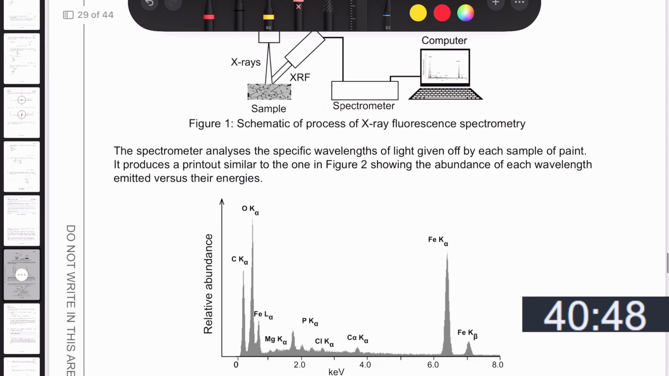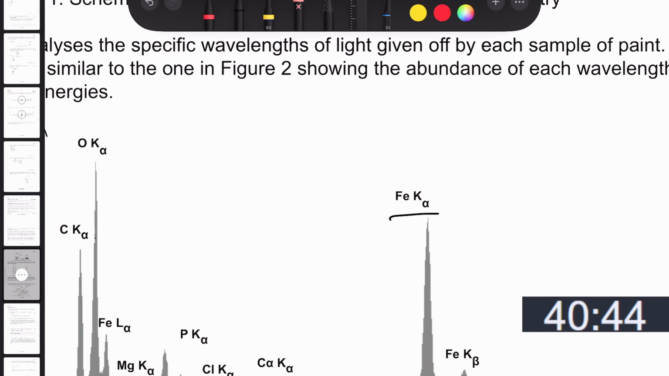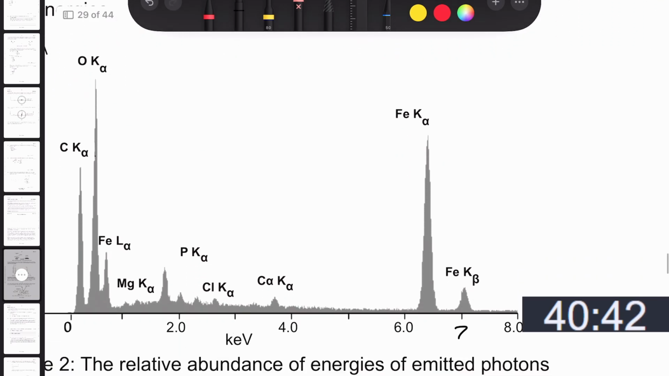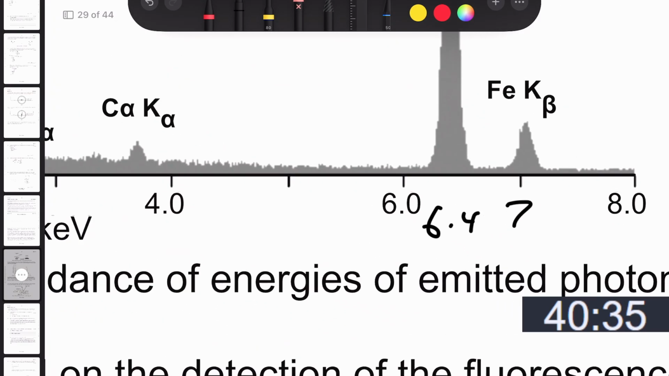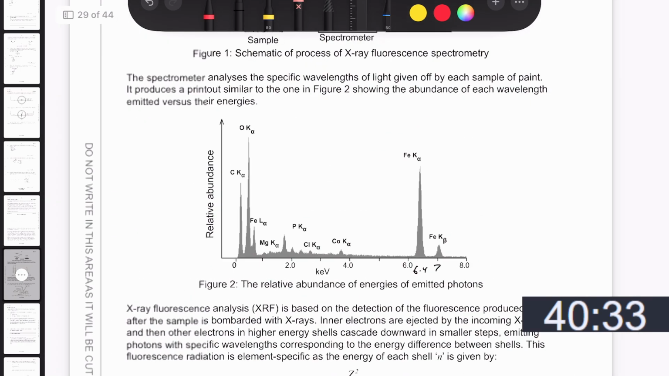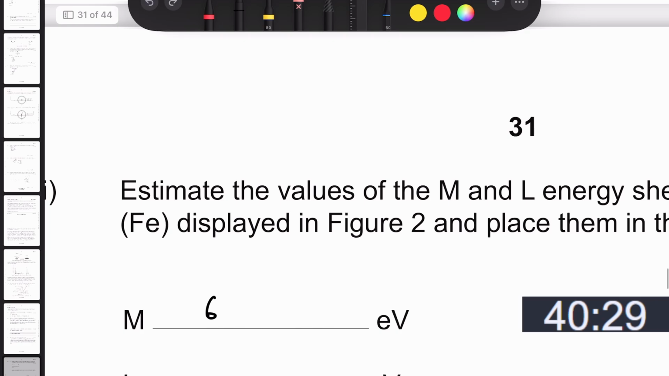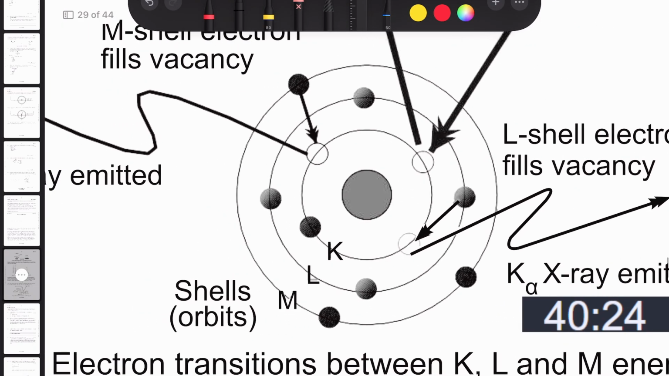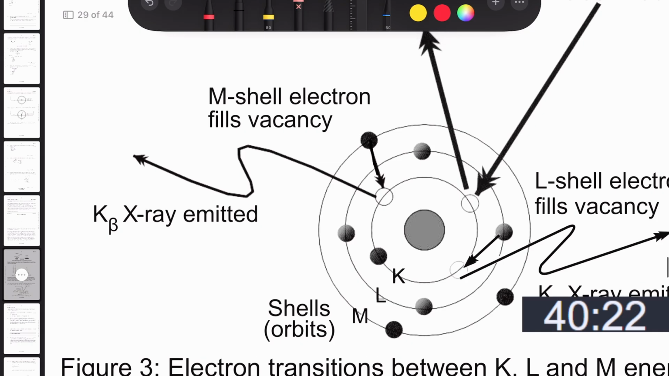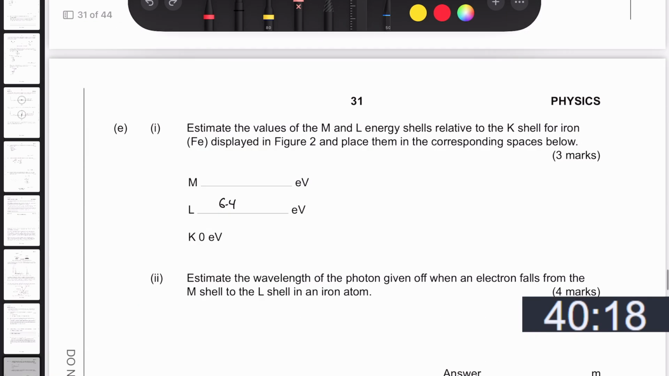So L is Kα. FeKα is here. So what is that like? If that's 7, that's 6.4 maybe? And then Kβ would be like what, 7.1? Okay, 6.4. And then M is the bigger one, right? Because M is going 2, yeah, okay. So then M is probably 7.1.